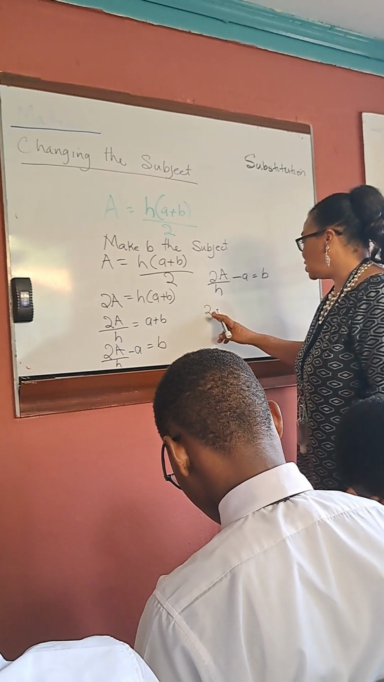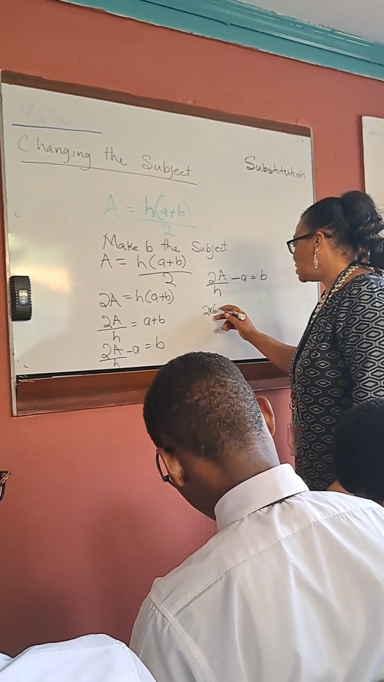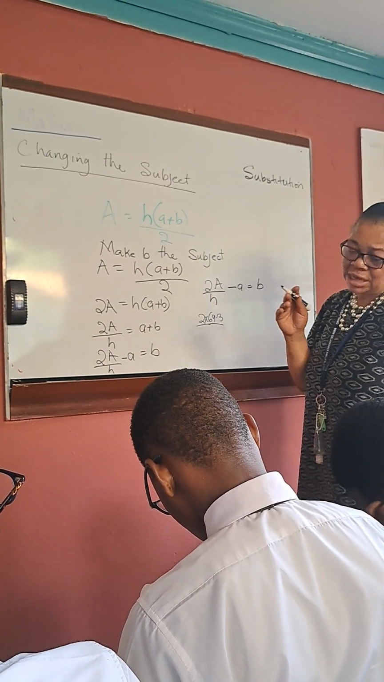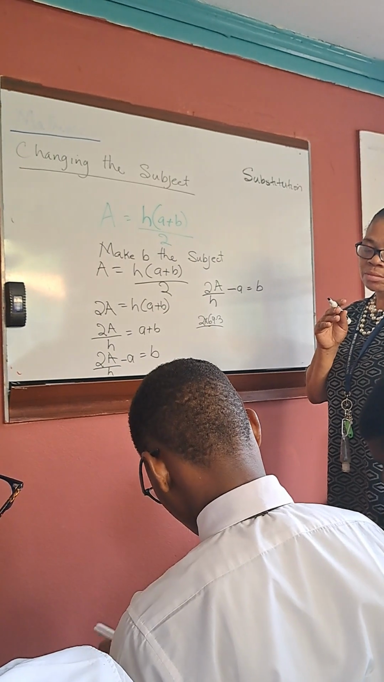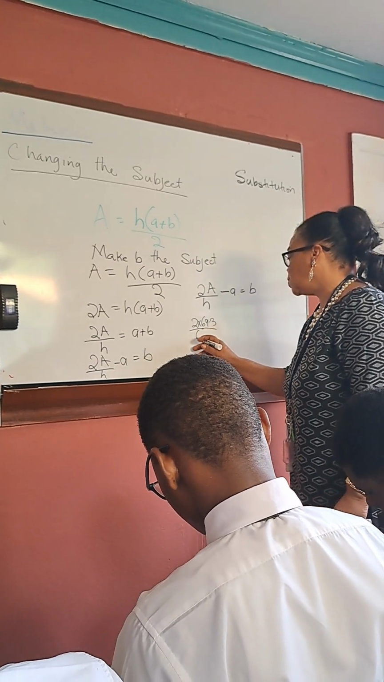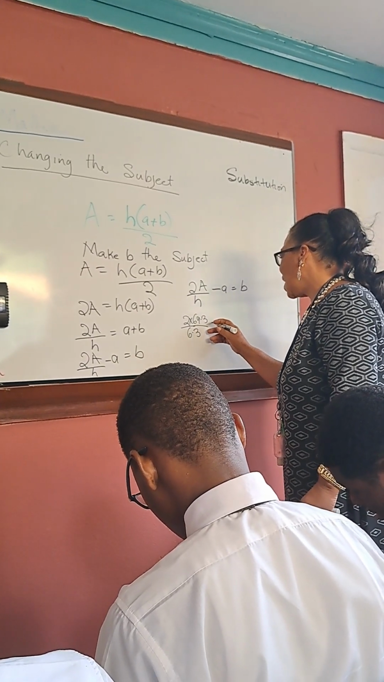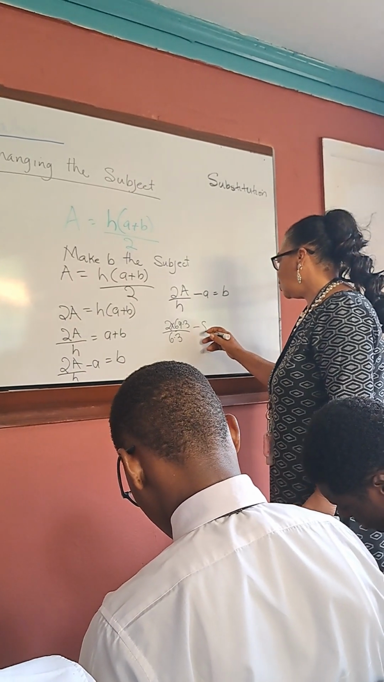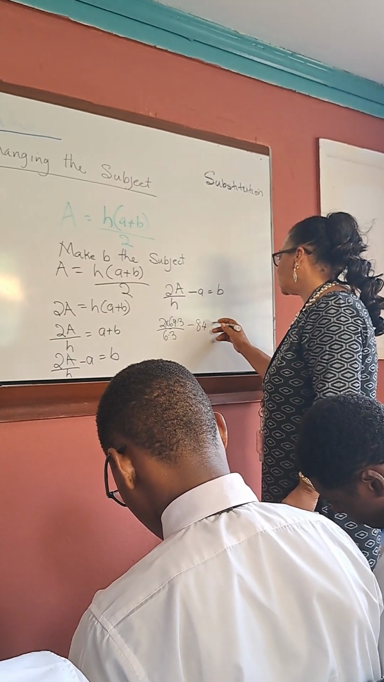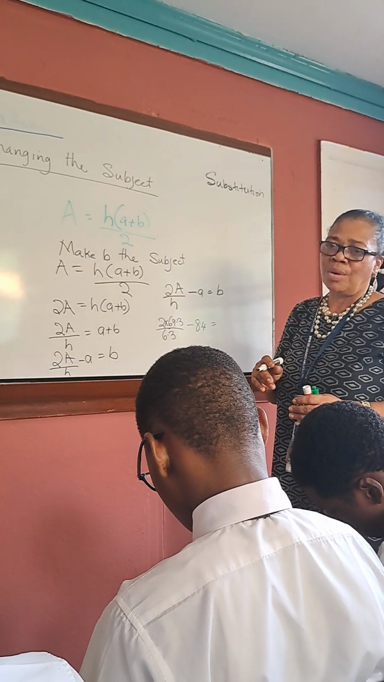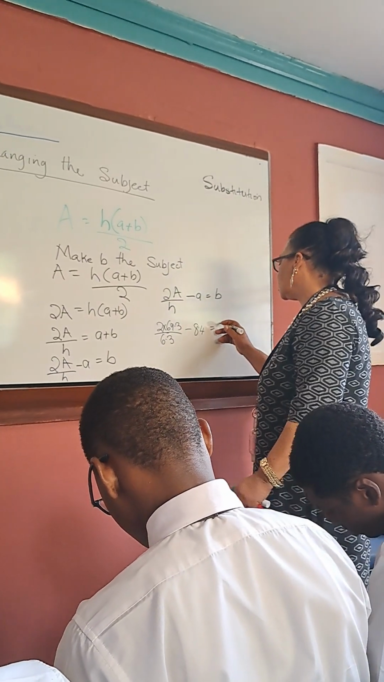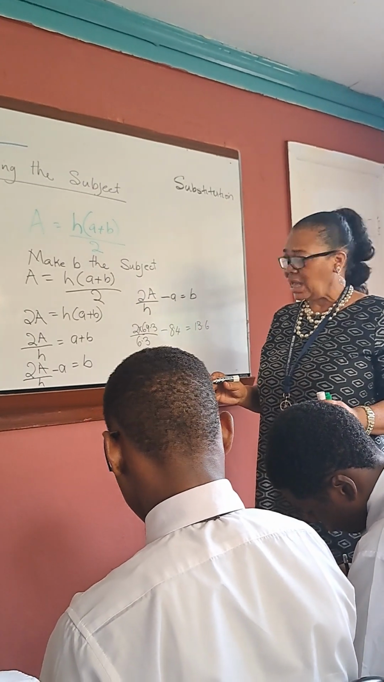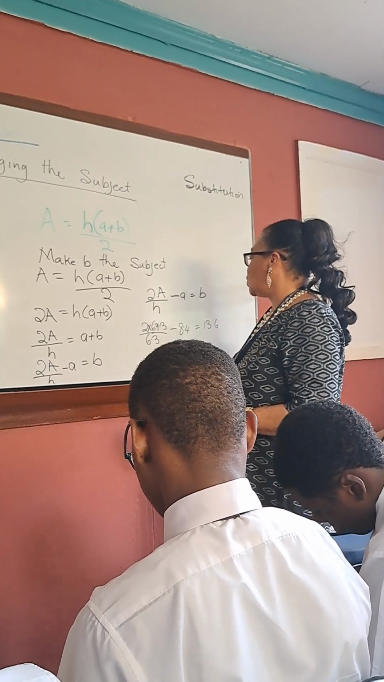So it's 2 times 69.3 divided by H. What was H? 6.3. Minus A, what was A? 8.4. That is supposed to be equal to B, and what was B? 13.6. Now let's see if we can do some multiplication and calculation and see what we get.